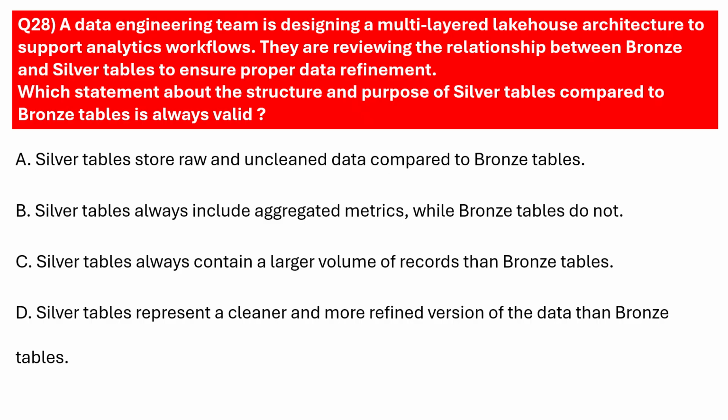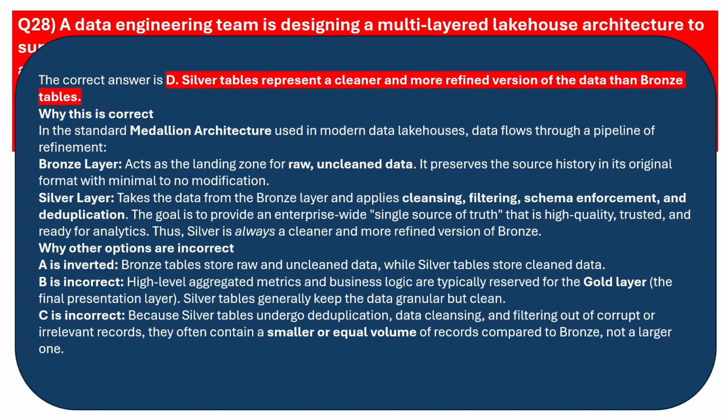A. Silver tables store raw and unclean data compared to bronze tables. B. Silver tables always include aggregated metrics, while bronze tables do not. C. Silver tables always contain a larger volume of records than bronze tables. D. Silver tables represent a cleaner and more refined version of the data than bronze tables. The correct answer is D. Silver tables represent a cleaner and more refined version of the data than bronze tables.